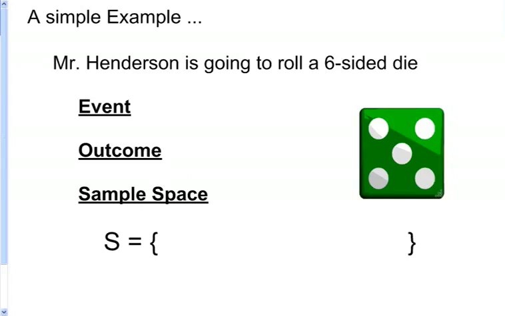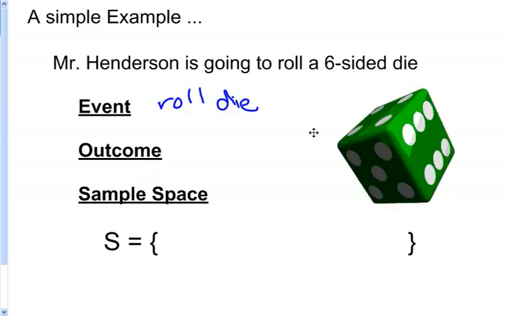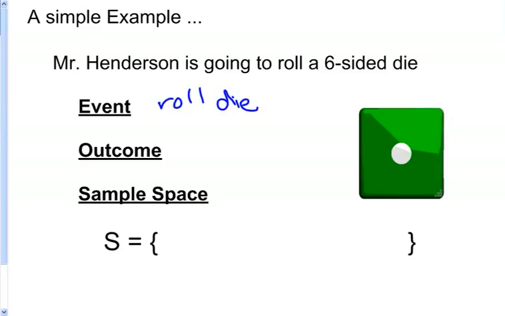So here's a simple example just to begin. Mr. Henderson is going to roll a 6-sided die. Okay, so the event is I'm going to roll a die. That's the event. So the event is basically just going to roll the die. Okay, so I'm going to put roll die. All right, outcome. Well, outcome is what is going to happen when I roll that die. So I'm going to roll the die, and the outcome is a 1. So I got a 1, and that is the outcome.